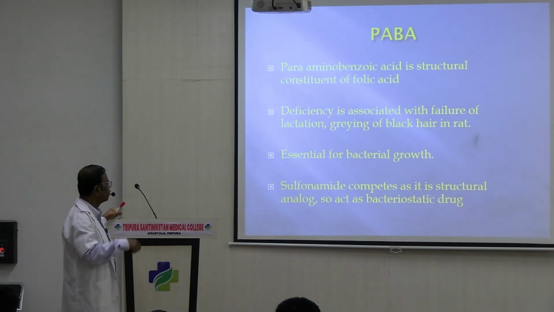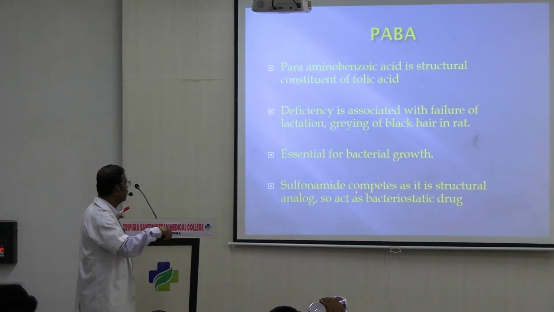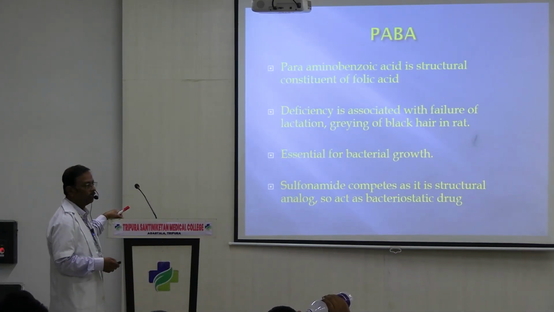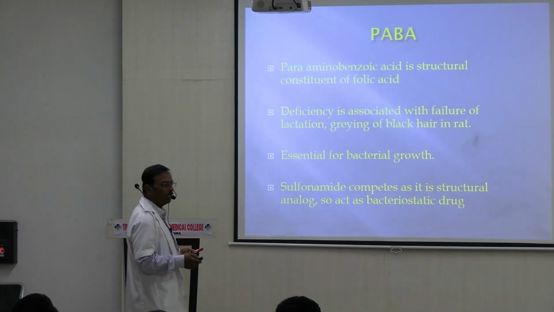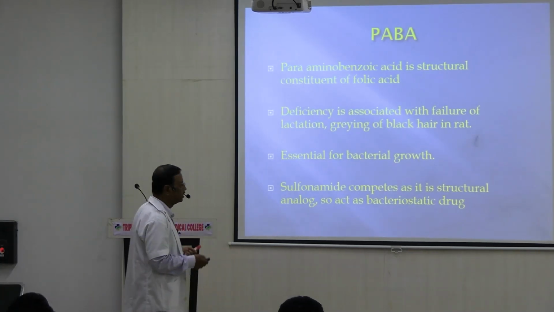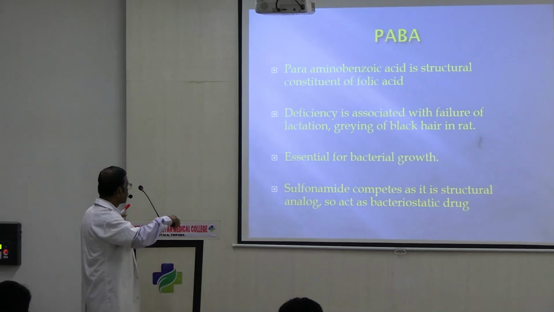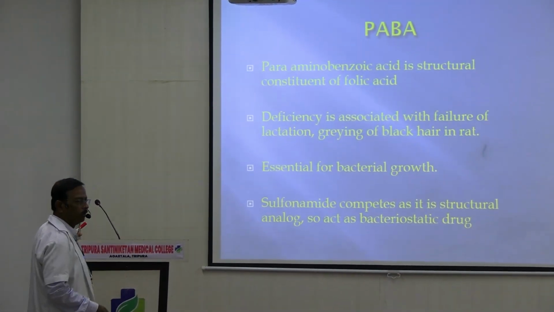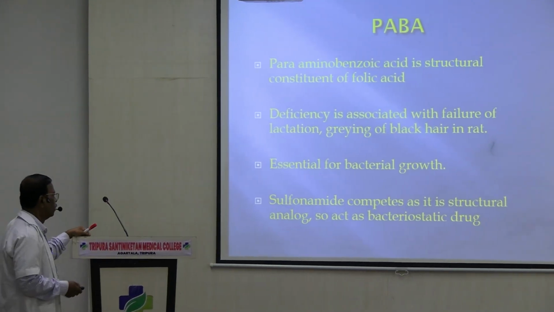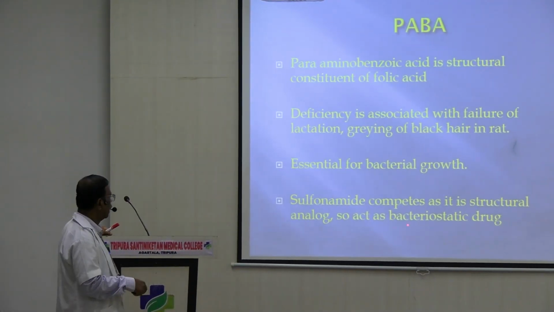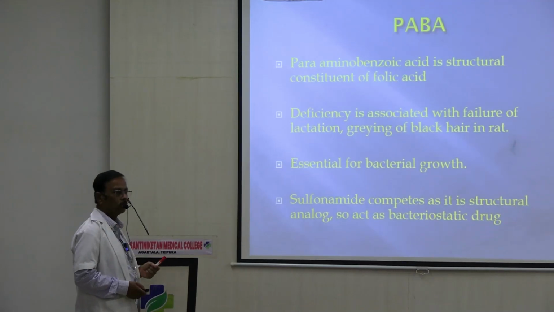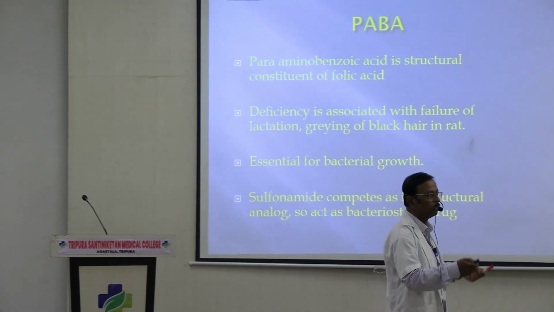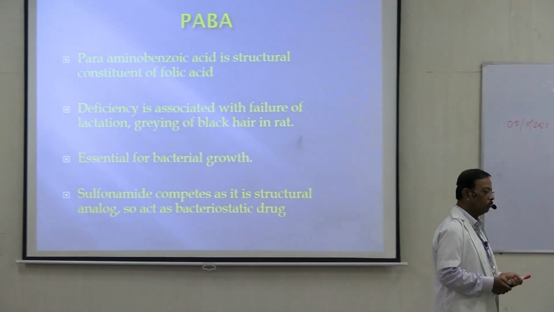Now, this para-aminobenzoic acid is structurally similar to the sulfonamide. That's why sulfonamide competitively attaches with this enzyme, so that an abnormal molecule is formed instead of folic acid. That's why it becomes a bacteriostatic drug. In case of bacteria, when you give this drug, the bacterial growth is inhibited. Bacteriostatic means multiplication of bacteria is inhibited due to lack of folic acid.